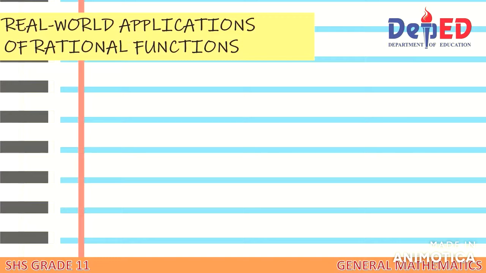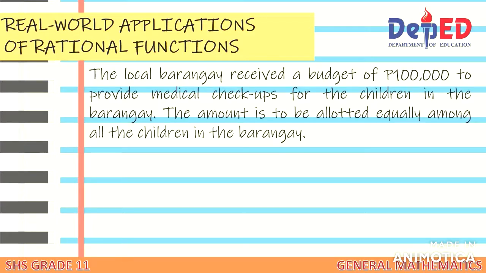Now, let's go to our main topic, which is real-world applications of rational functions. Let's have this example. The local barangay received a budget of 100,000 pesos to provide medical checkups for the children in the barangay. The amount is to be allotted equally among all the children in the barangay. So take note of the given. We have 100,000 pesos and the word equally allotted among all the children in the barangay.